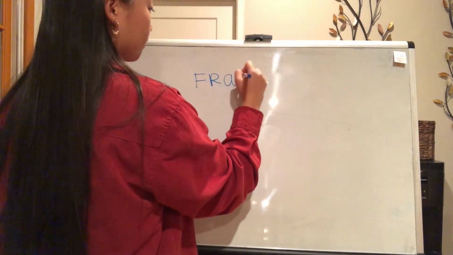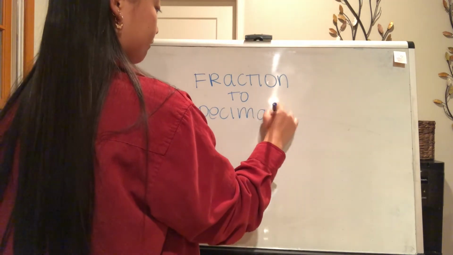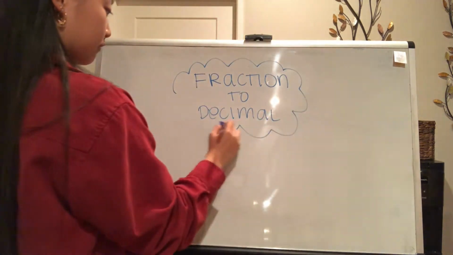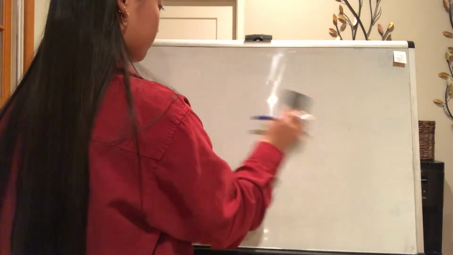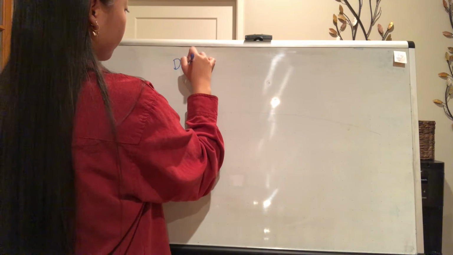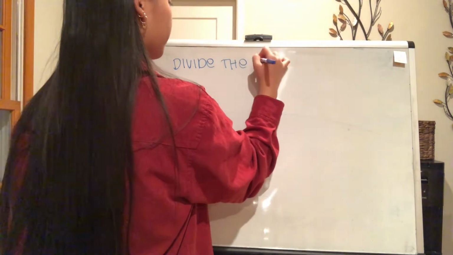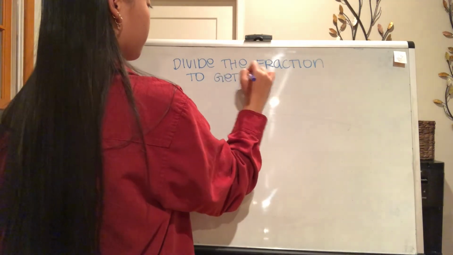Alright, so today we're going to be discussing how to convert a fraction to a decimal. So what you do to convert is divide the fraction to get a decimal.